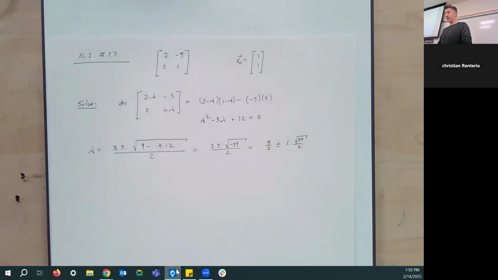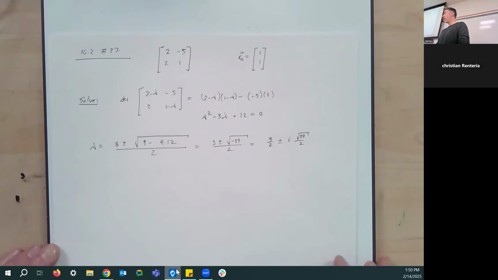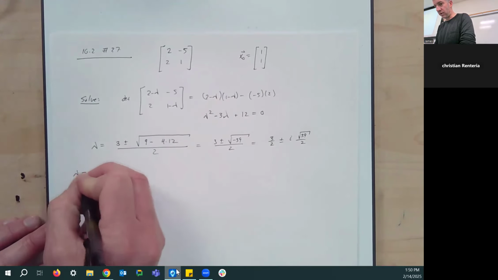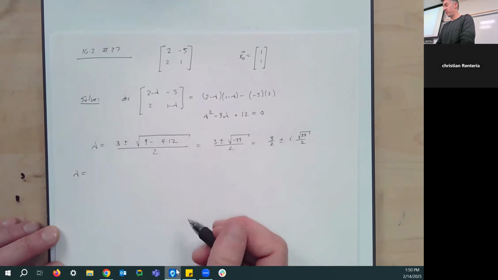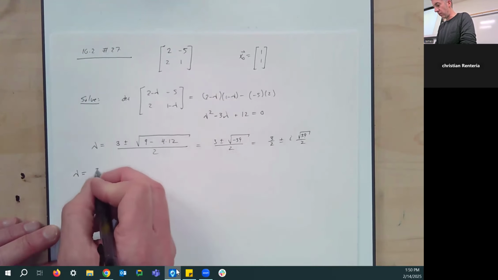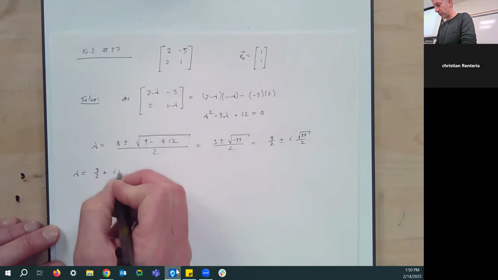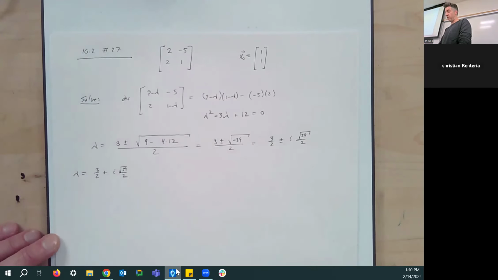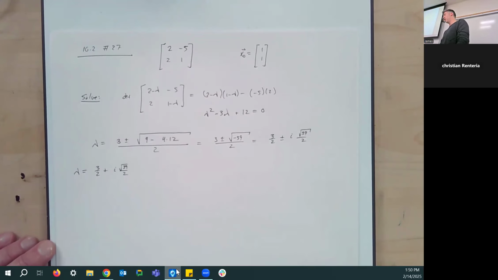Sometimes you get not very nice eigenvalues. Okay, eigenvectors, we're only going to find one of them. So for the eigenvalue with the positive imaginary part, it doesn't really matter. So for lambda equal to 3/2 plus i times root 39 over 2, we're going to find the eigenvector. And I do recommend finding the eigenvector in the other way.